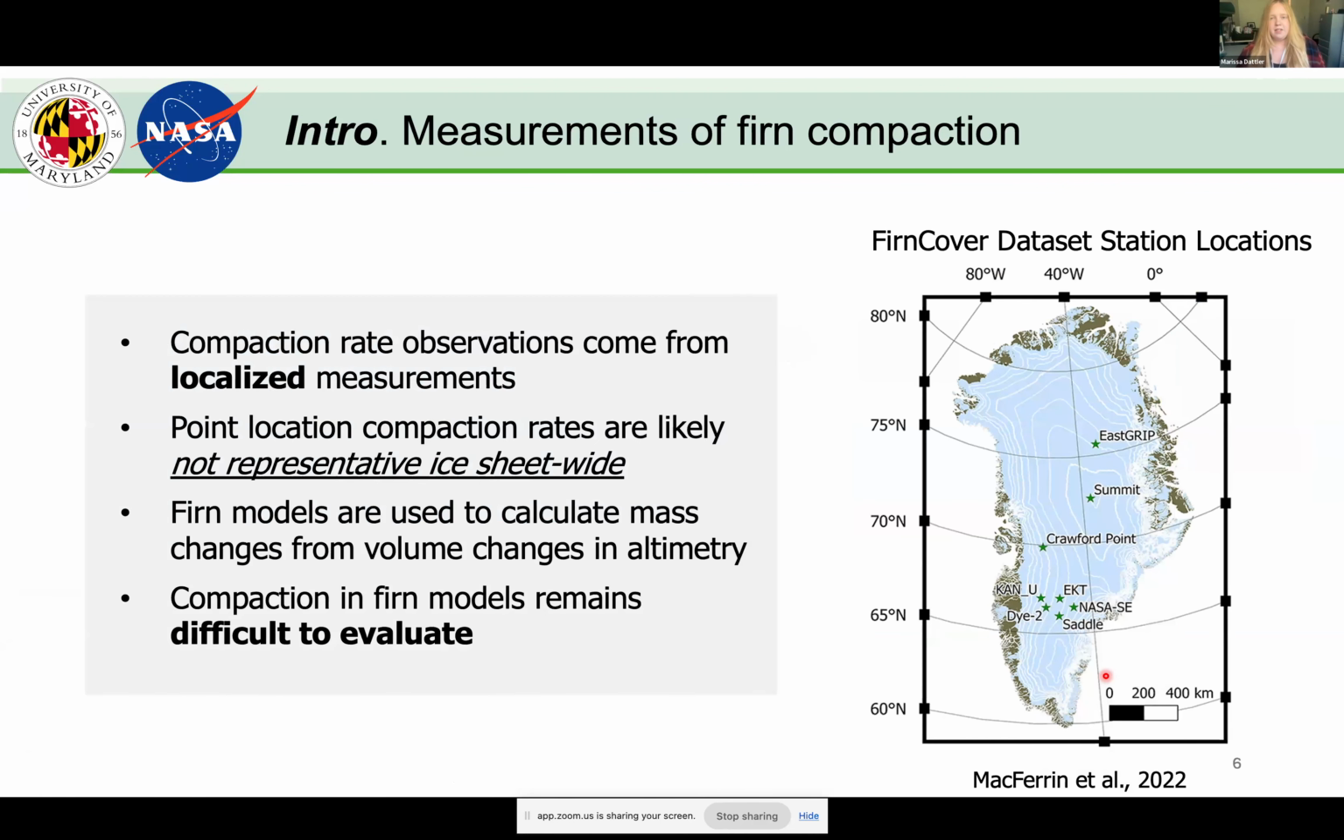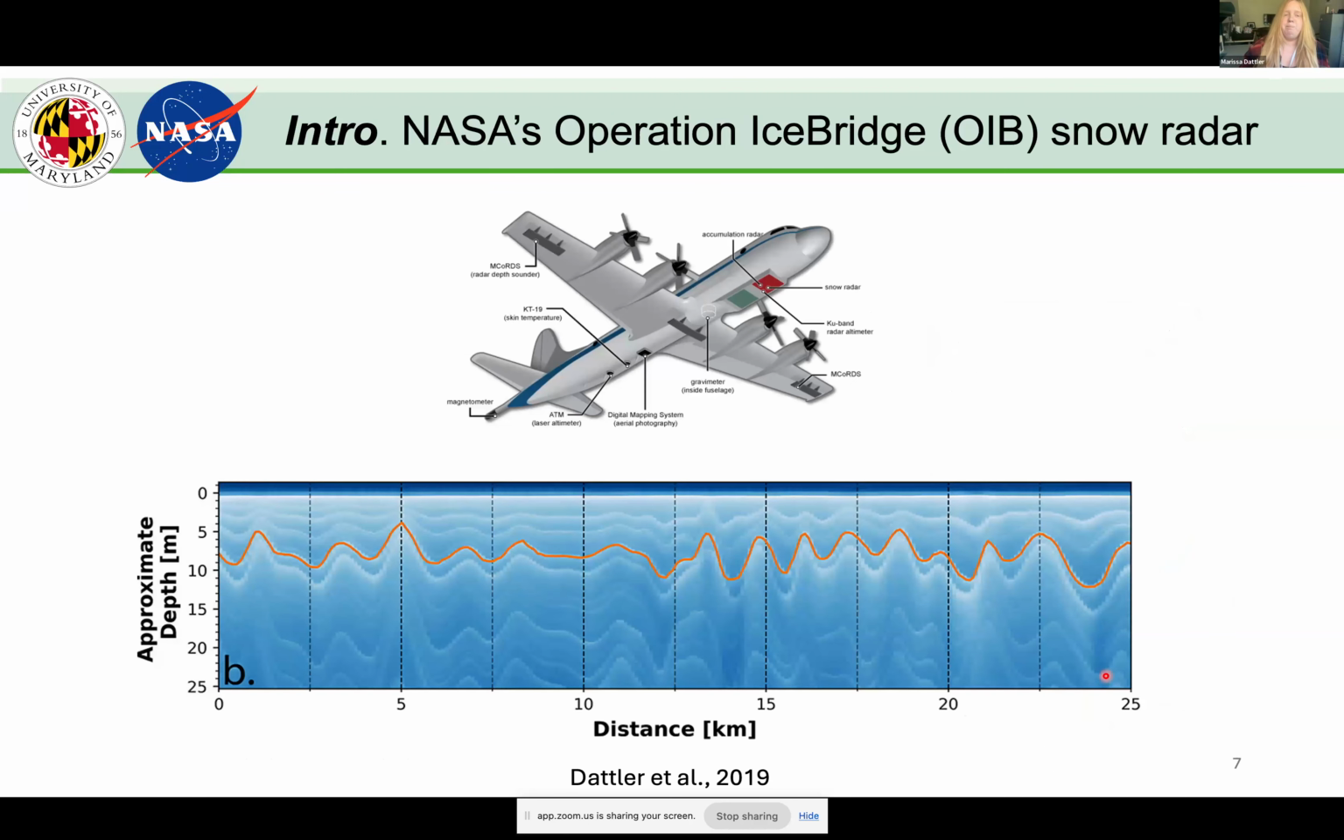And so this is impacted by firn compaction, but firn compaction is only available from localized measurements from a handful of sites on Greenland and Antarctica. And these sites really aren't representative ice sheet wide. And so what's used instead is firn modeling. Firn models are used to calculate mass changes from volume changes from altimetry. And the compaction within these firn models remains difficult to evaluate, seeing as there's so few sites that are available in order to validate them.